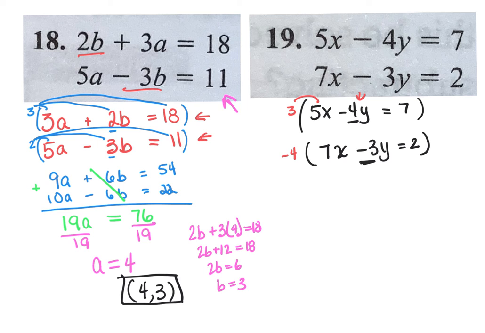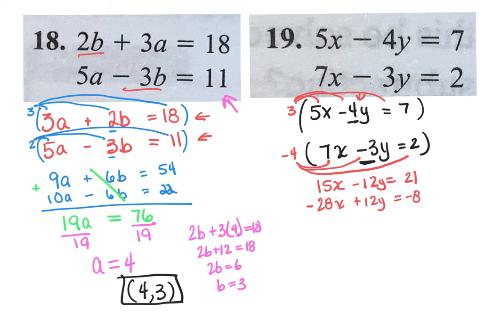So 3 times 5x, 3 times negative 4, and then 3 times 7. And on the bottom, negative 4 times positive 7 gives me what? Right? Negative 4 times negative 3 gives me what? Right, so make sure you're doing that negative all the way through. Negative 4 times positive 2, negative 8. So that negative goes through all of them. All right?